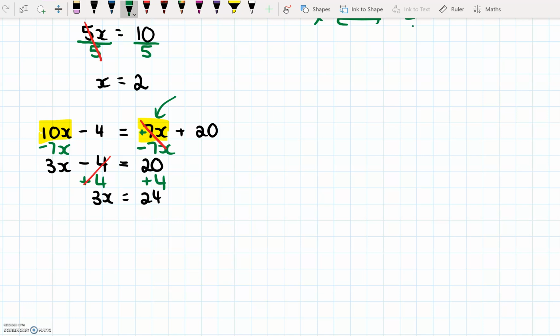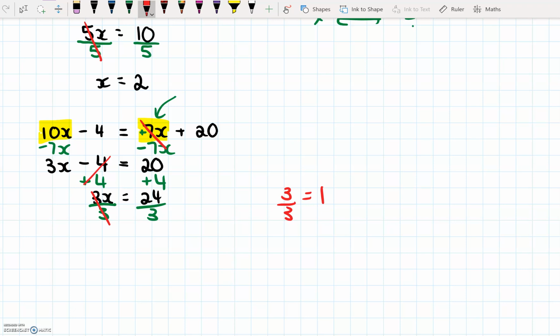Okay, again, we want the x by itself. We're going to divide by 3 on both sides. Now, when I say that we cancel this out, we cancel the 3 and the 3 out. Why can we do that? Why are we able to do that? Well, because 3 divided by 3 is the same as 1.